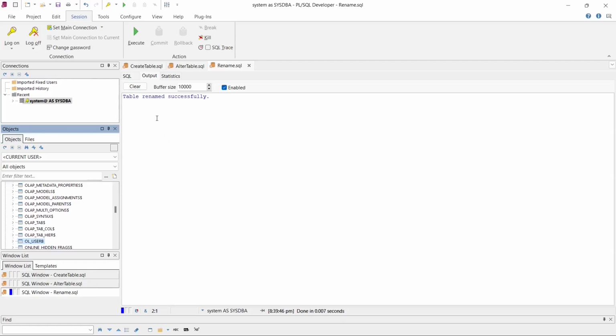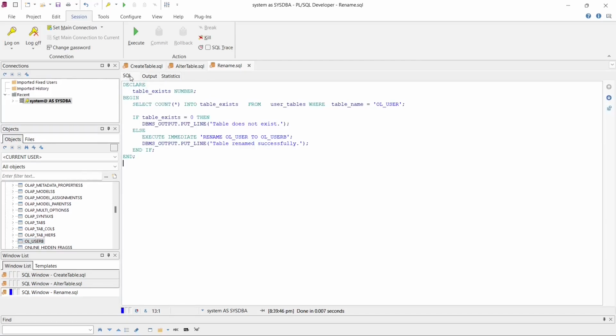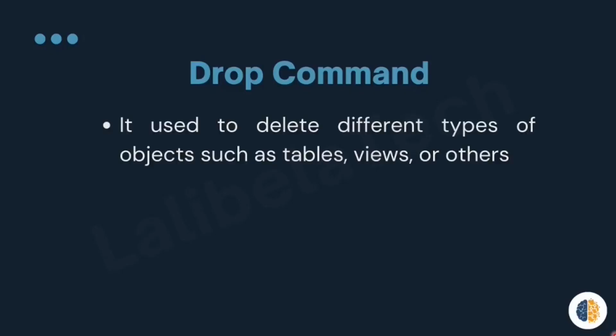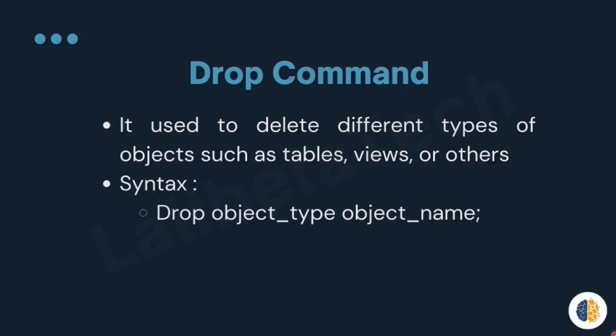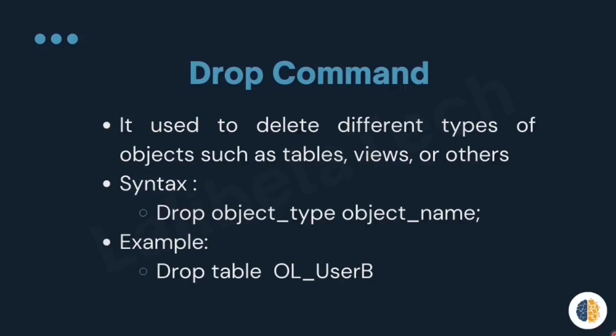Next, we are going to discuss the drop command. As its name implies, it is used to delete different types of objects in a database. The syntax is: drop, which is a keyword, object type, then object name. Example: drop table OL user B, which means we are dropping the table we renamed to OL user B.